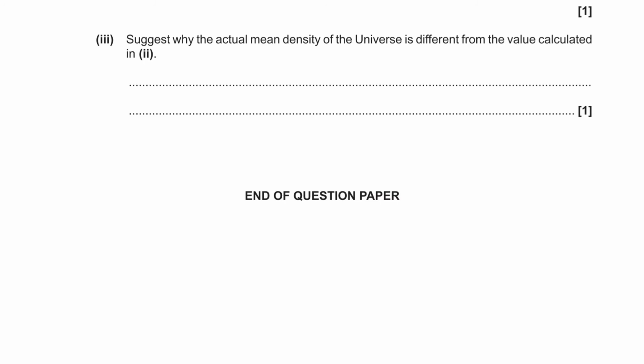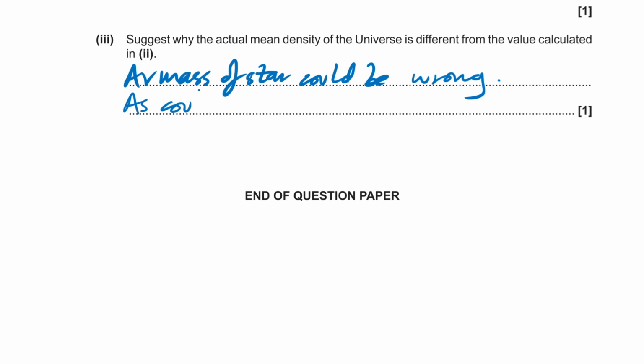Suggest why the actual mean density of the universe is different from the value calculated in that. What a weird question to end on. Average mass of star. Could be wrong, as could observed differences. Basically, it's all guesswork. And so what's even the point?